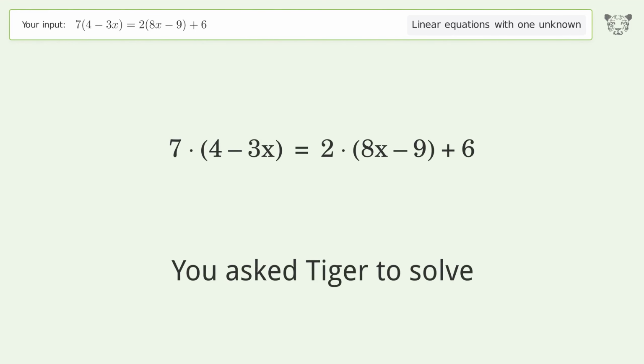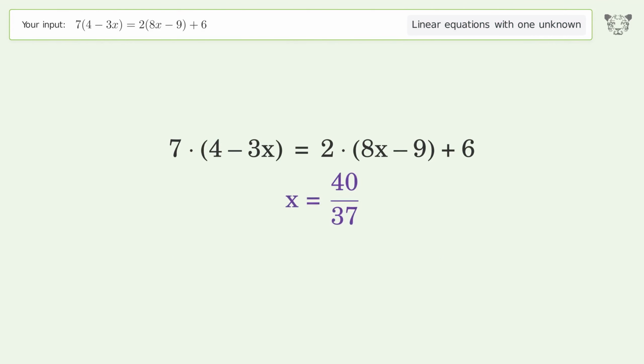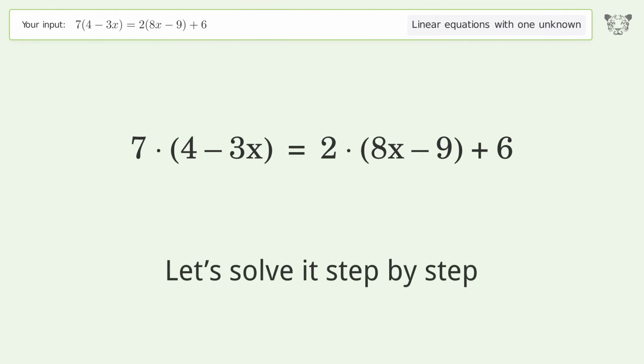You ask Tiger to solve. This deals with linear equations with one unknown. The final result is x equals 40/37. Let's solve it step by step.